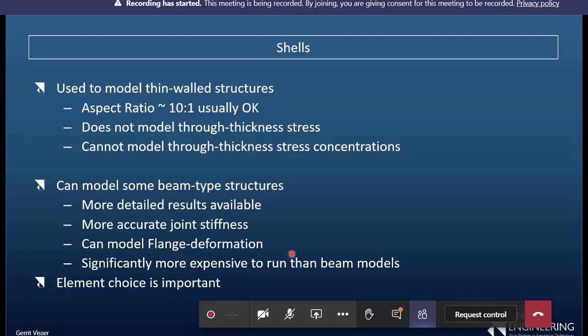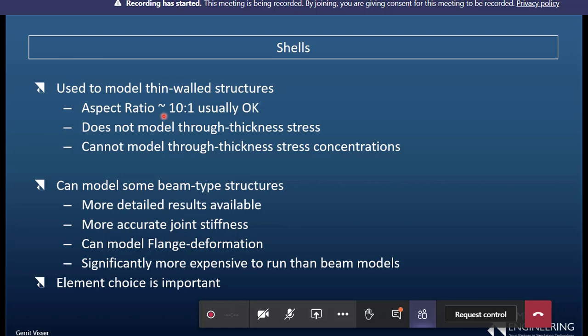If I look at shells, we have very similar behavior in terms of aspect ratio. In this case, aspect ratio is the shortest dimension of the plate normal to the thickness. So let's say a 50 millimeter by 10 millimeter by 1 millimeter plate. The shortest would be 10 millimeter divided by 1 millimeter. So we're just about there.